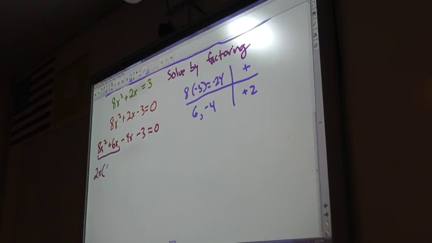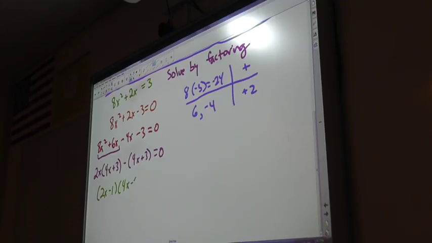2x minus 1 times 4x plus 3 equals 0. Now I'm happy. So if there's no number here, it's secretly a 1. And now I get x equals 1/2 and negative 3/4. Same answers.